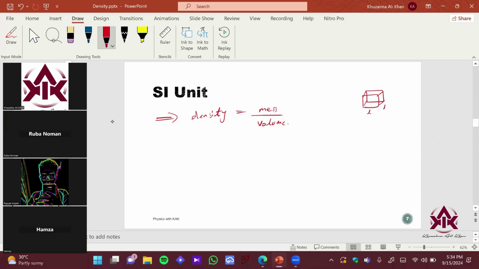Density is mass per unit volume. Imagine we are talking about a cube over here. It has dimensions, length by length by length, right? So now let's derive the units. We have seen in the first chapter what is the base unit of mass.